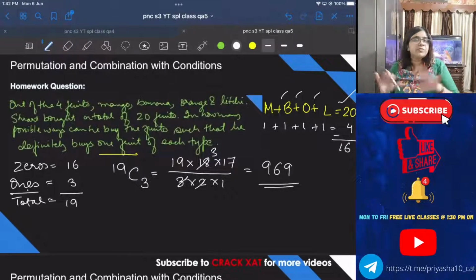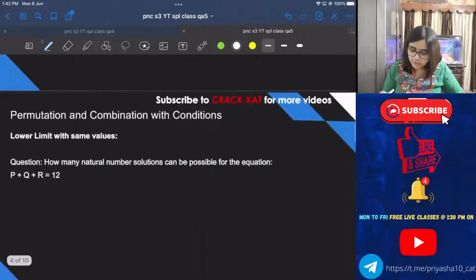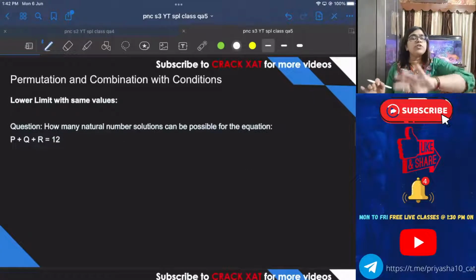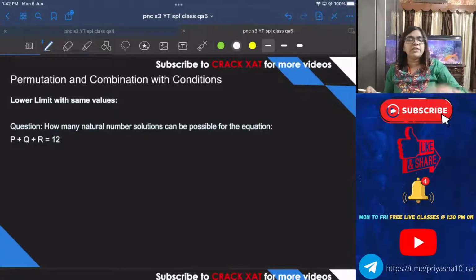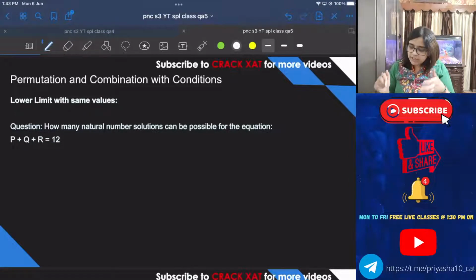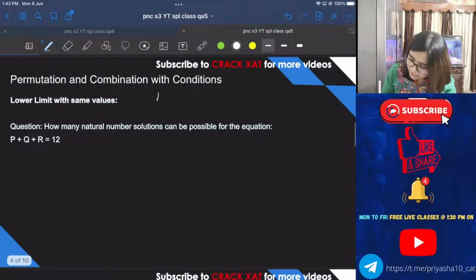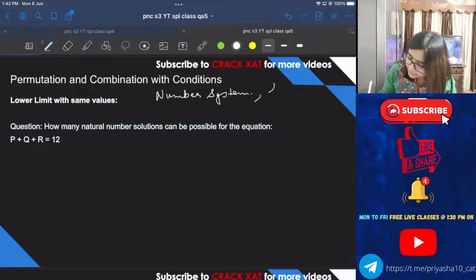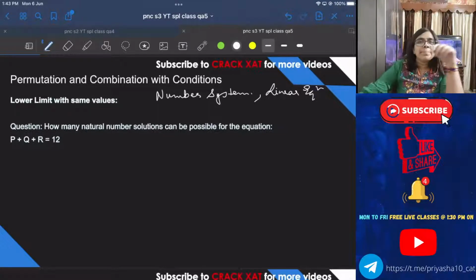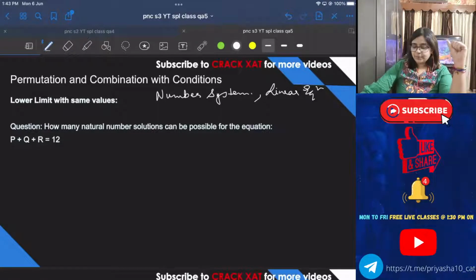Well, over here, this was our homework question, and based on the homework question, I have just got another question which you will do completely by yourself, because I've explained to you the concept of at least. So here you have a question where they are also asking you the same thing, but how is it represented? It is represented as a question of number system, you can say, or a question of linear equations. But the concept is exactly the same. How? Think and tell me how.